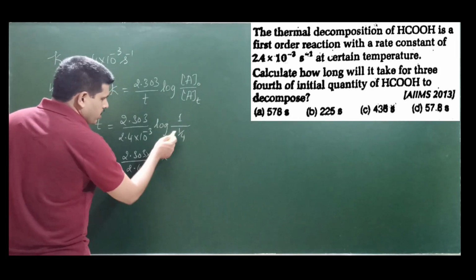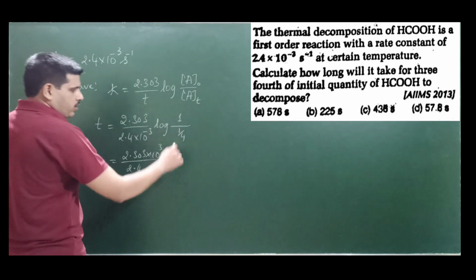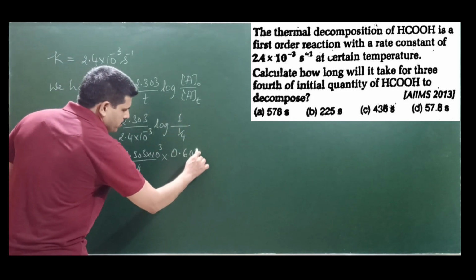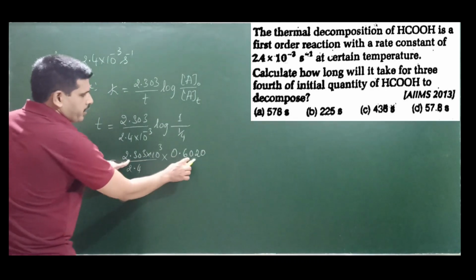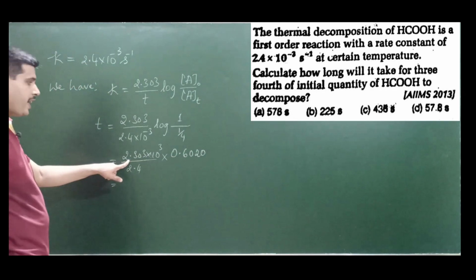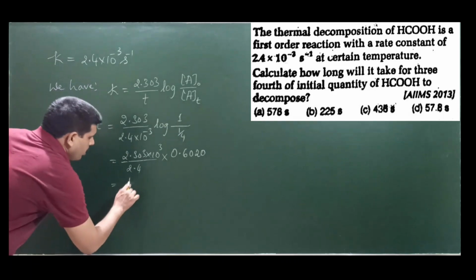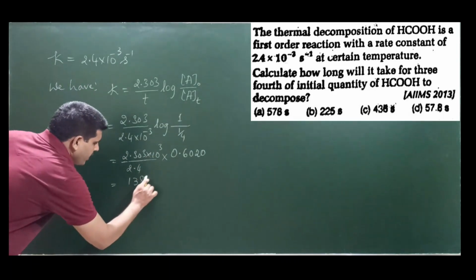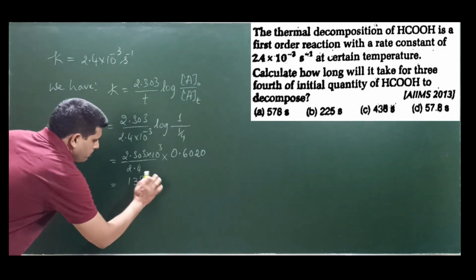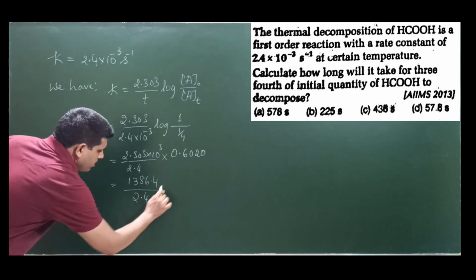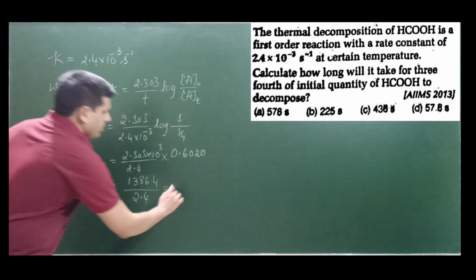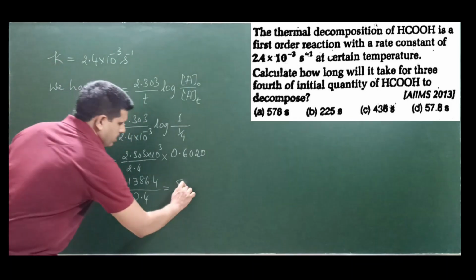Log 4 is how much? Log 4 is 0.6020, isn't it? So when you multiply this, you will get 2.303 into 0.6 is 1.386, which into 10 to the 3 is 1386.4, divided by 2.4. This is nothing but 577.66 you will get.